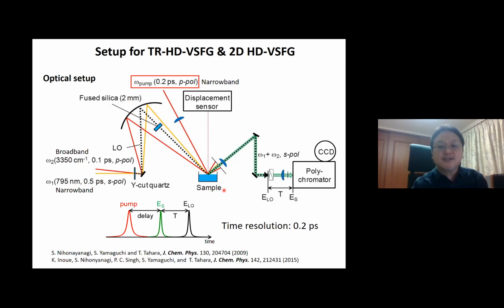Then the local oscillator and the signal are introduced to the polychromator in a collinear way. In the polychromator, these two pulses interfere and give the fringe. To get the 2D heterodyne spectrum, we change the narrow band pulse and measure the time series of the spectrum. Then we produce the 2D heterodyne VSFG, as was originally done for 2D spectroscopy.